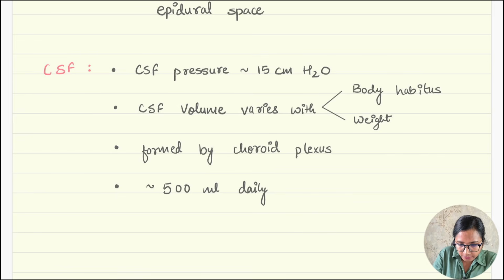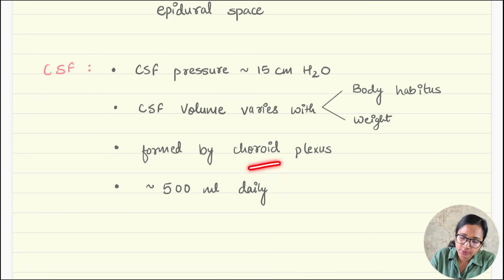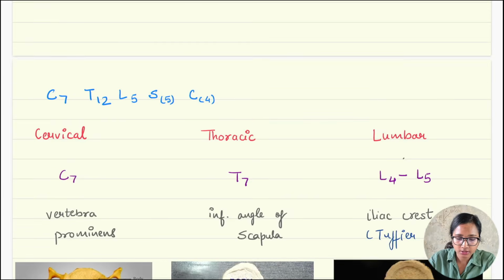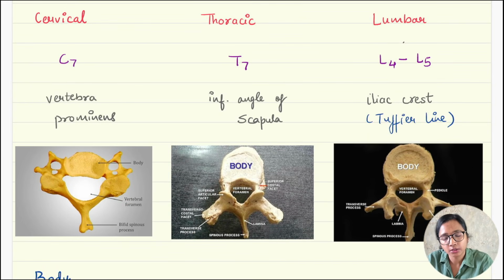The CSF, let's talk about CSF. CSF pressure is 15 centimeters of water, and its volume varies with age, body habitus and weight as well. It is formed by the choroid plexus. Daily production is around 500 ml, and usually the subarachnoid space consists of 30 to 80 ml of CSF, and that's it. Talking about cervical, thoracic and lumbar vertebrae.